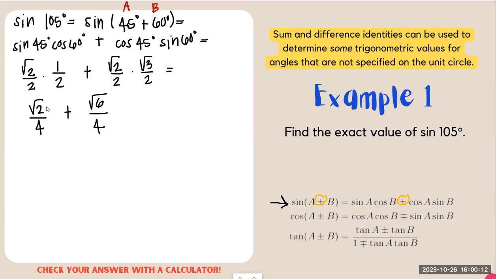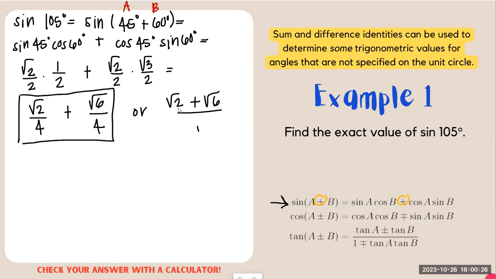Okay, so this is the exact answer, and we can either write it like this, or because there's a common denominator, we could add these two fractions together like this. Okay, so we found the exact value for the sine of 105.